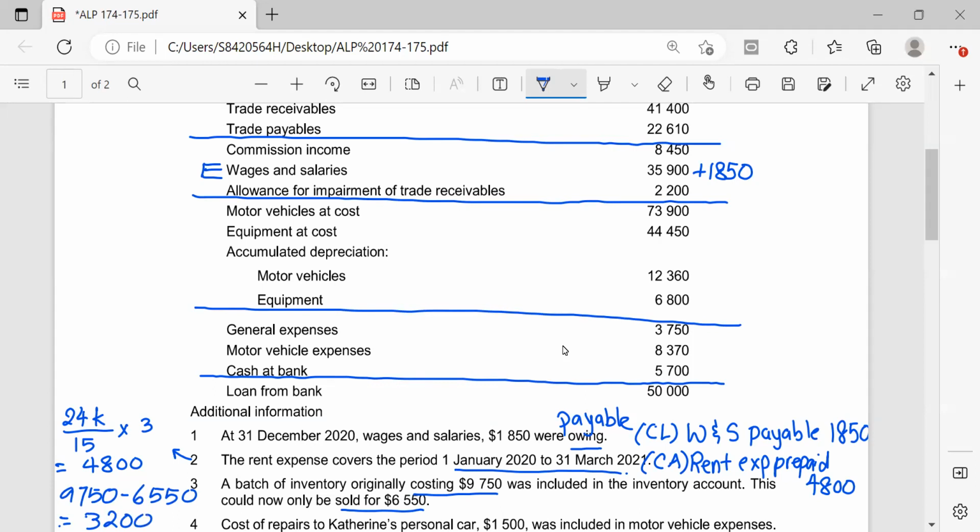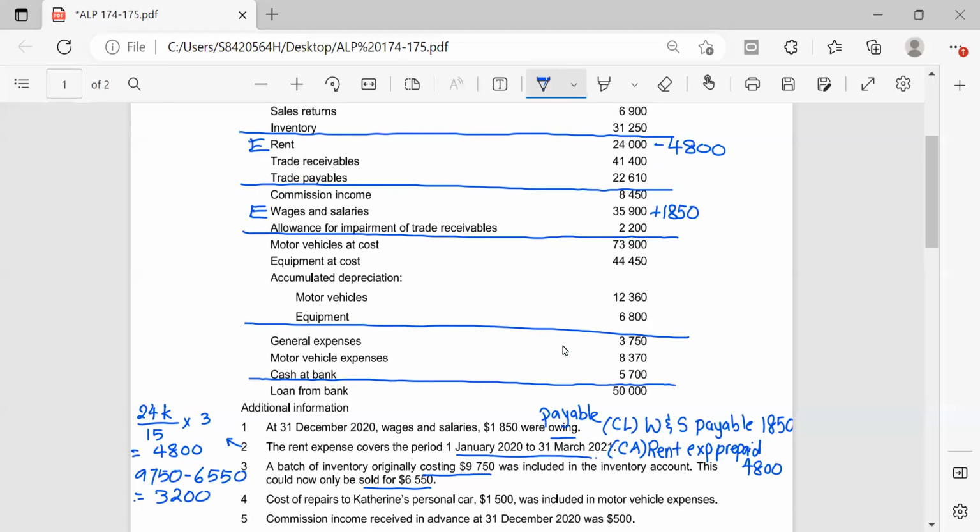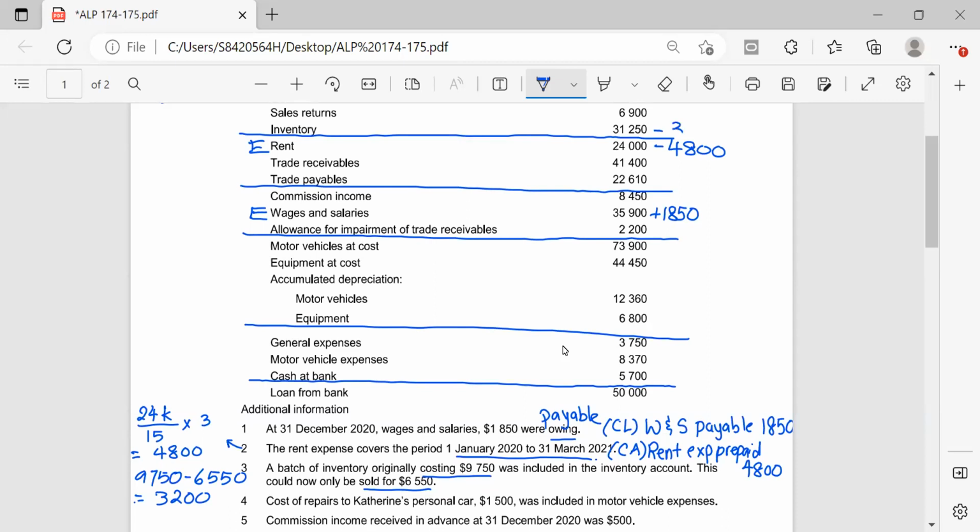Go to your inventory account. Inventory is above your rent, minus 3,200. Okay, and then create a new account. In this case, it's an expense account. Impairment loss on inventory, 3,200. So you debit your expense and you credit your inventory, current assets here. Okay.